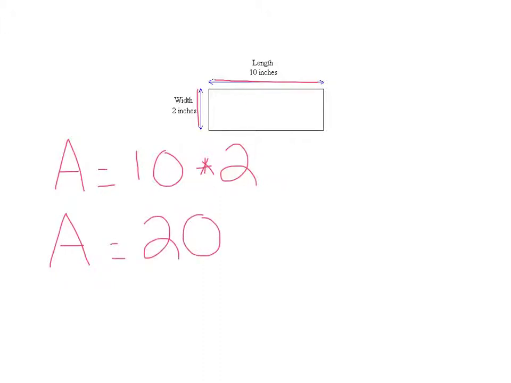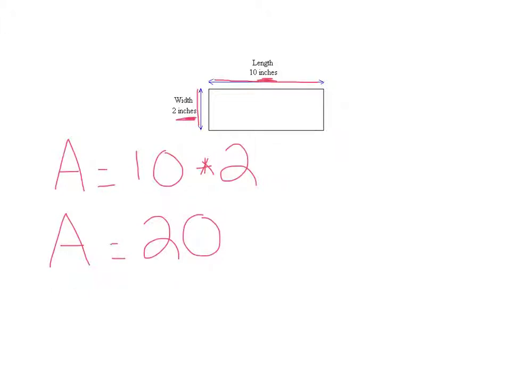So on your paper you would write A for area equals, remember it's length times width, and we're just going to plug these numbers into the formula. So it would be 10 times 2. Then we write A for area equals 20, but we don't just want to leave it at 20. Remember, we're measuring in square units, and the unit for this particular rectangle happens to be inches.